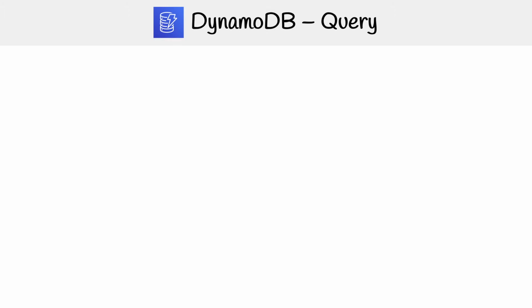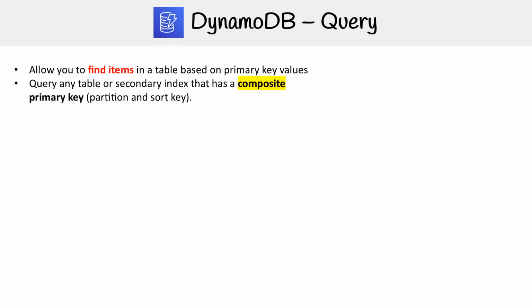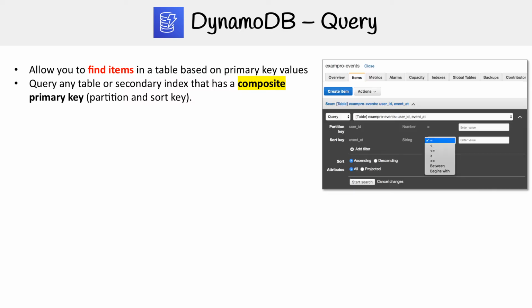So let's talk about the query function. This allows you to find items in a table based on the primary key values, and it allows you to query a table or secondary index that has a composite primary key. So going back to the actual console, you have the choice of a partition and a sort, and we have some filtration options. Anything that you can do there is going to really help you understand what you can do.